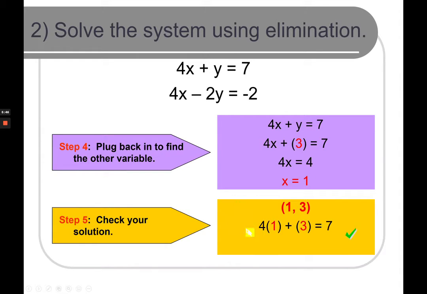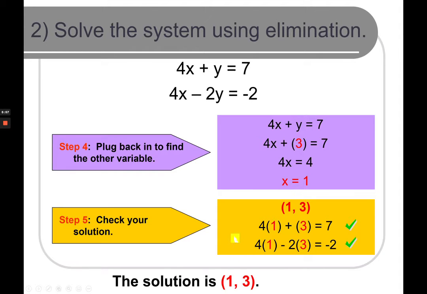Checking. So you have 4 times 1 is 4, plus 3 is 7. That's right. And then the second, 4 times 1 is 4, minus 2 times 3 is 6. 4 minus 6 is negative 2. Therefore, the solution is indeed 1 and 3.